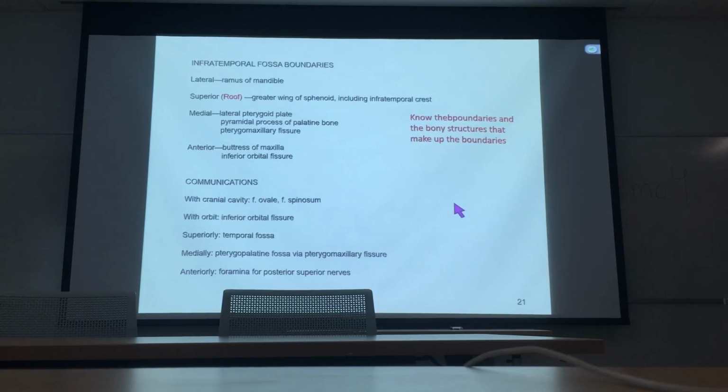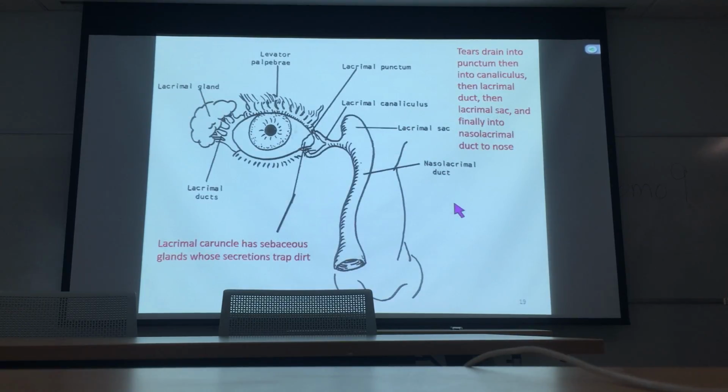Yes, sir? Where would that lacrimal duct be? The duct is where the two canaliculi drain into. It's this structure right here. And then the duct goes into the sac, goes into the big nasolacrimal duct, which then goes down to the inferior meatus of the nasal cavity.